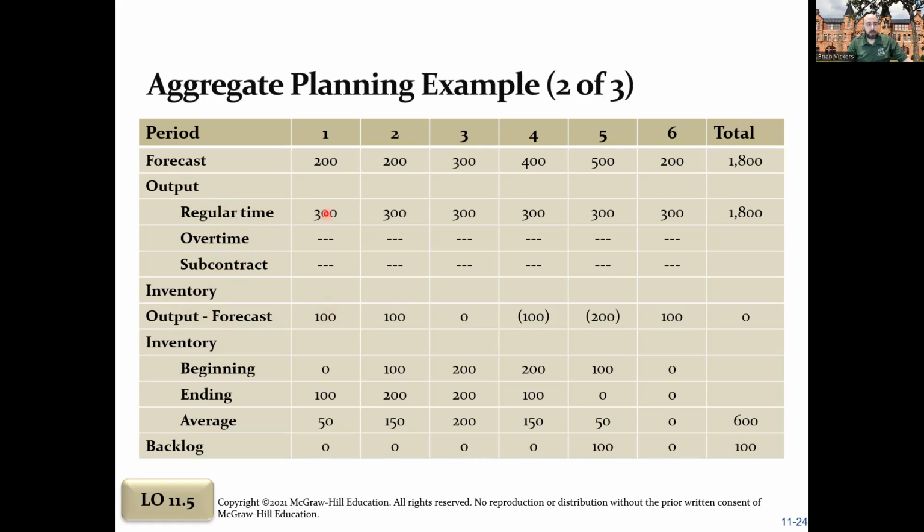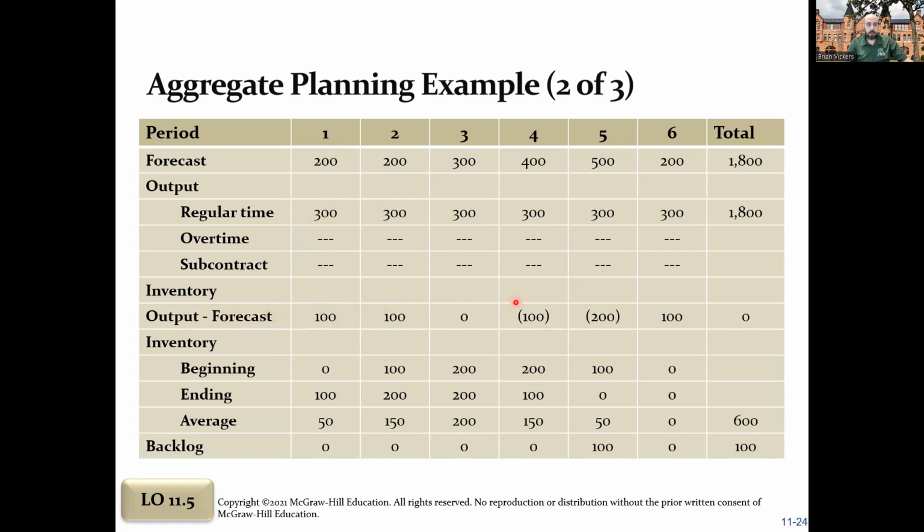And so what we'll see is that we have 300 units of regular output, no overtime, no subcontract, and that's true every single period. Your output minus forecast is all of your output minus your forecast. So if we had overtime or subcontract, we would say regular plus overtime plus subcontract minus forecast. That would be our output minus forecast for that period. So we have 300 units that we made. We used 200 units. The output minus forecast is 100.